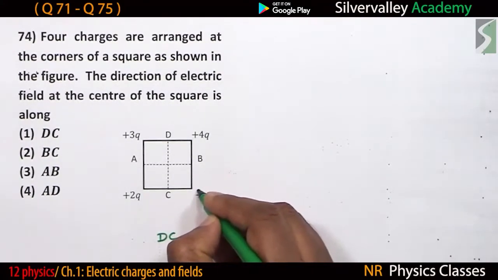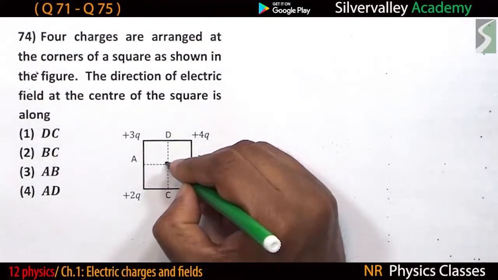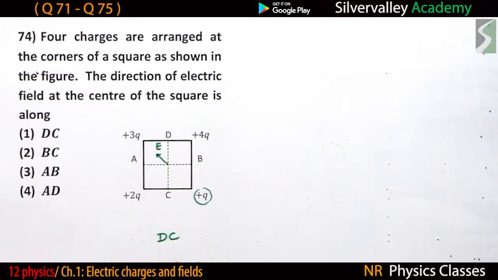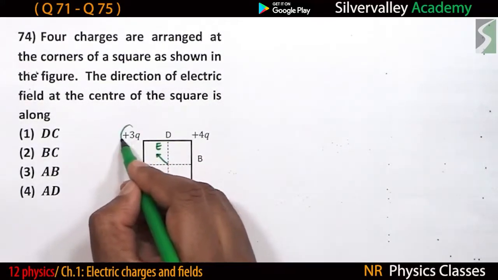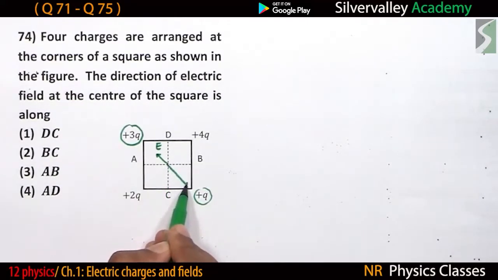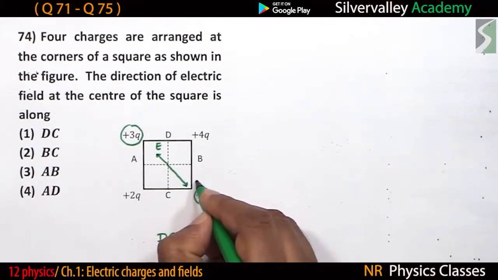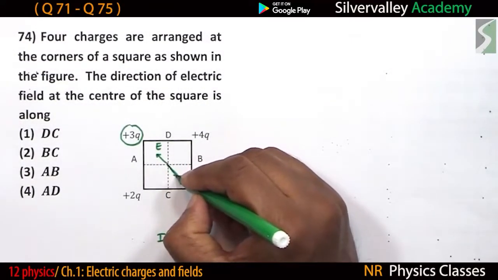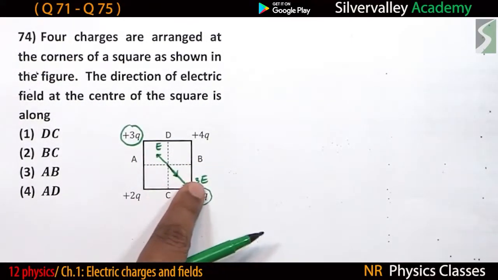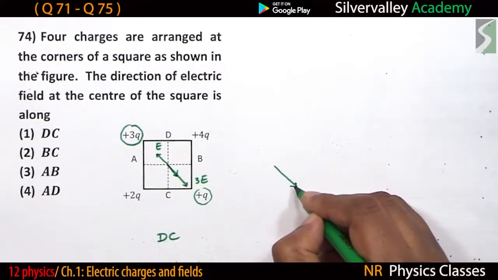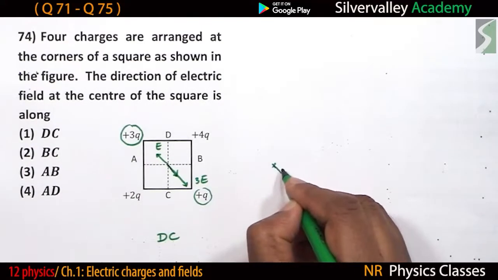Because of plus Q, the electric field is away. Electric field is E. Because of plus 3Q, the electric field is away, and this electric field is 3E. The resultant of these two is in this direction. E, 3E. 3E minus E is 2E. So this is the direction of 2E. This is the center of the square.